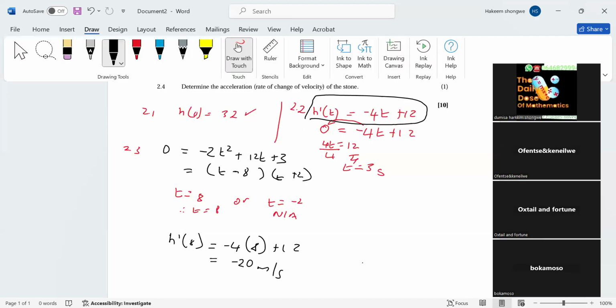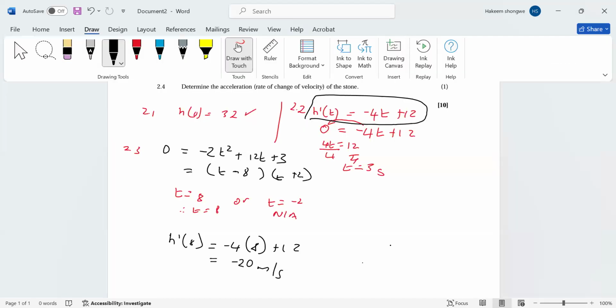Okay, last one. They say we should determine the acceleration, which, they told you here, is the rate of change of the velocity. So in 2.4, we have the second derivative, h double prime of t, which is minus 4 meters per second squared. And then we're done with this one.